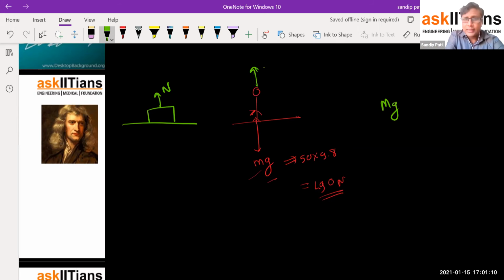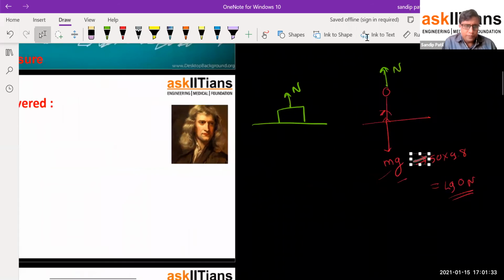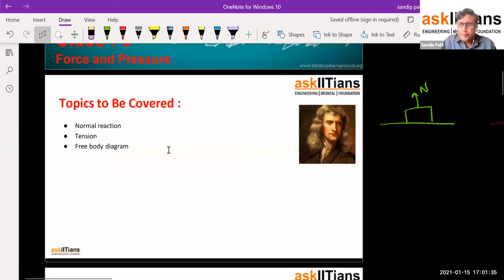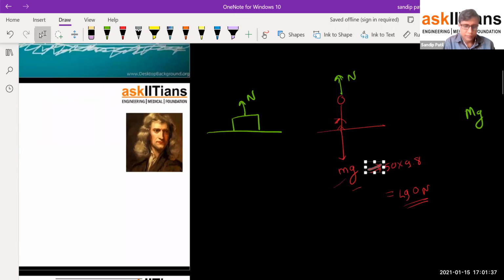So this ground or floor, we are going to call this the normal. Very simple concept. And we also know that normal is actually providing the neutralizing force, which will stop you from going towards the earth. Okay, so this is our normal force now.